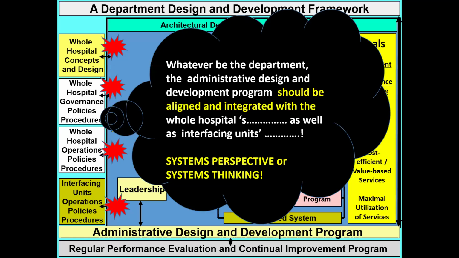On the extreme left of the framework, there are 4 boxes that refer to the hospital and interfacing departments. Whatever be the department, the administrative design and development program should be aligned and integrated with the whole hospital's concept and design, governance policies and procedures, operation policies and procedures, as well as the interfacing units, operations, policies, and procedures. In other words, there must be a system perspective and system thinking.